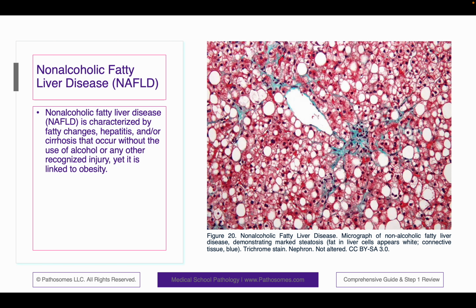Non-alcoholic fatty liver disease, NAFLD, right? It's characterized by fatty changes, hepatitis, and/or cirrhosis that occur without the use of alcohol, right? Now, without the use of alcohol, yes, without the use of alcohol. Hence, non-alcoholic fatty liver disease. This frequently presents in the setting of an obese patient.